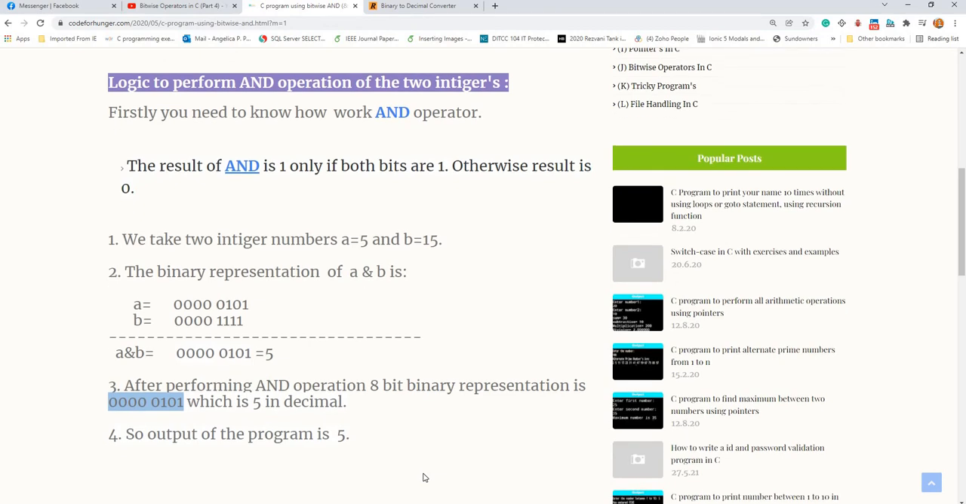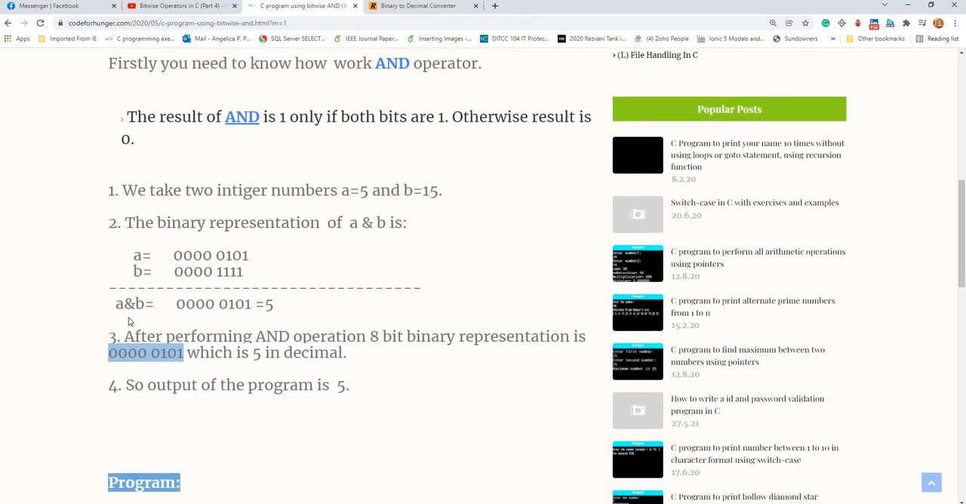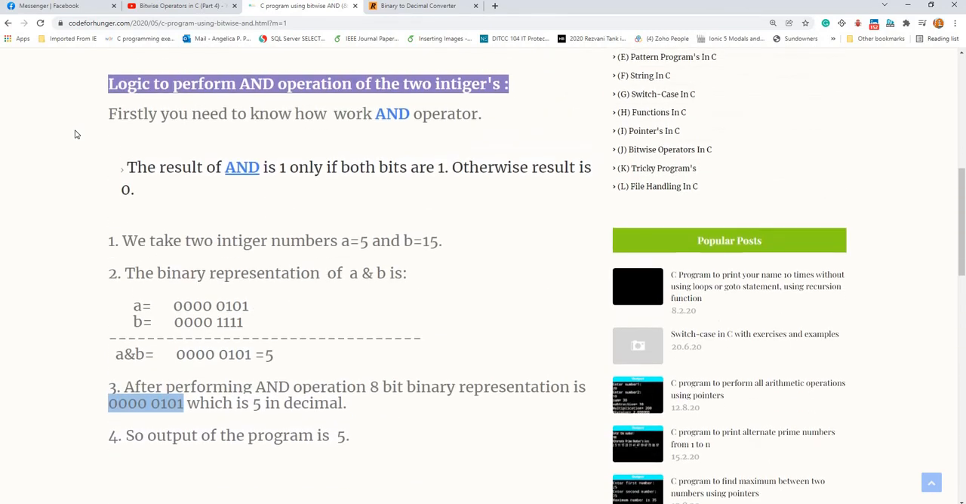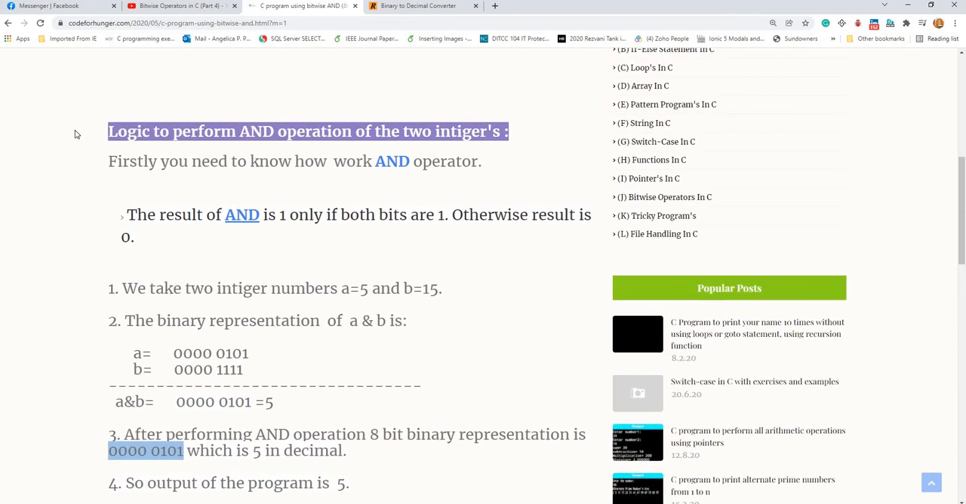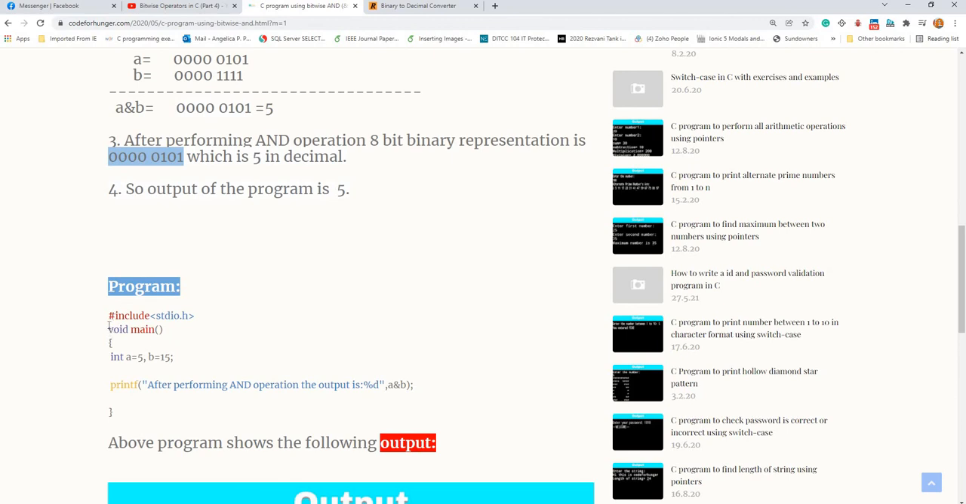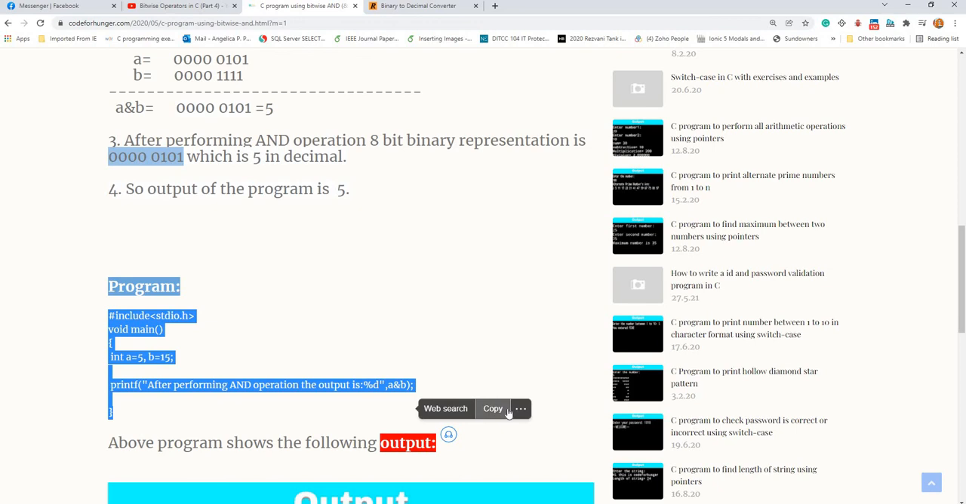So, alam nyo naman yung ating procedure, 'di ba? Naalala nyo yung ating AND? Ito yung ating explanation, you go through. Tapos, ito yung ating code para sa bitwise para dito sa problem na to. Ito yung ating encode. Encode natin para makita natin yung ating application ng AND.